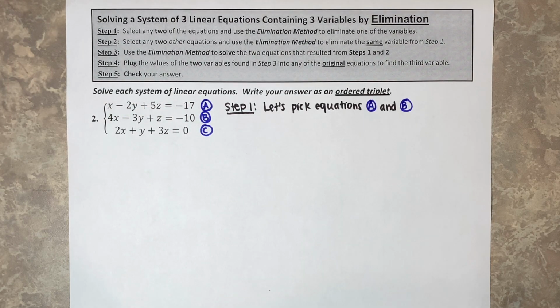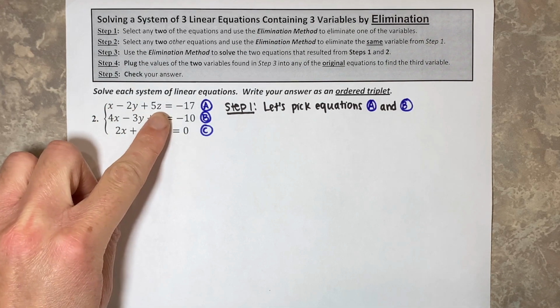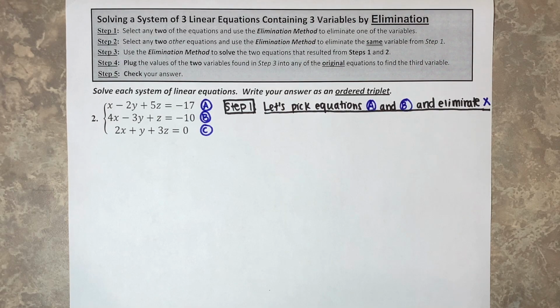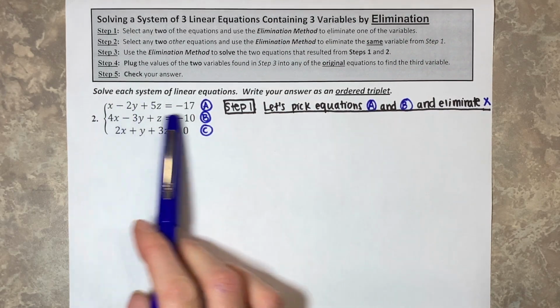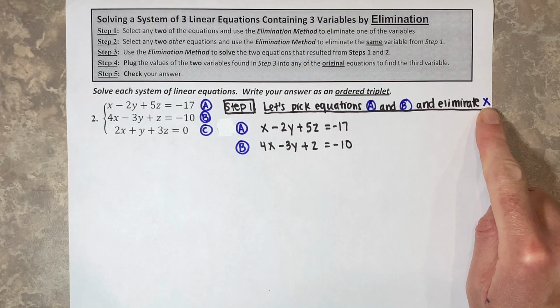Now we have to make another choice in step 1. We also have to decide which variable we're going to eliminate. We could eliminate x, y, or z. It doesn't matter. Any of those variables will work. So I'm going to randomly decide to eliminate x. So first I'm going to copy down equations A and B. Now, we are going to use the elimination method to eliminate our chosen variable, which is x in this case.